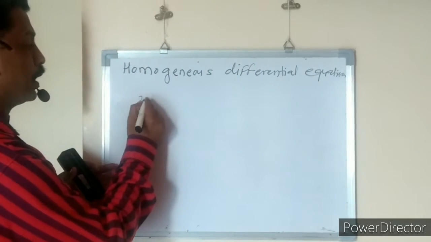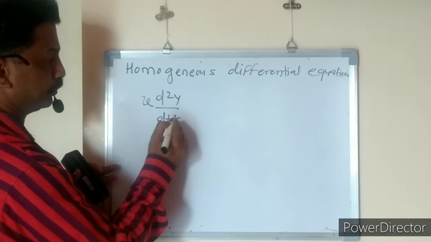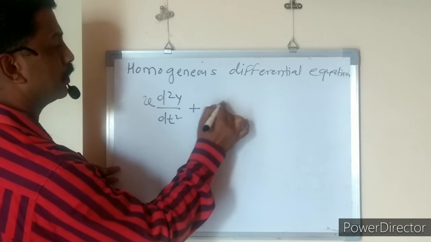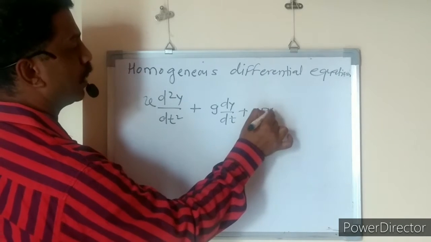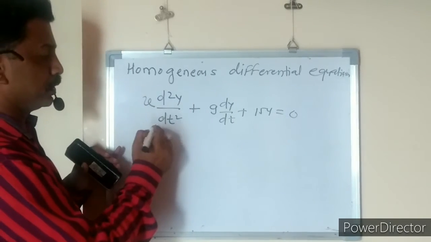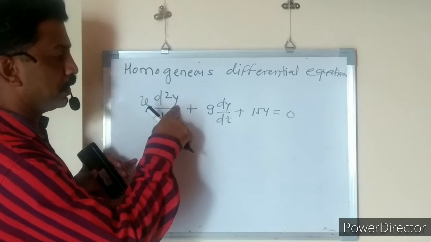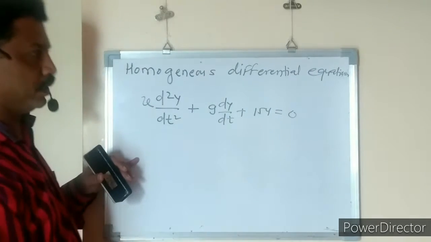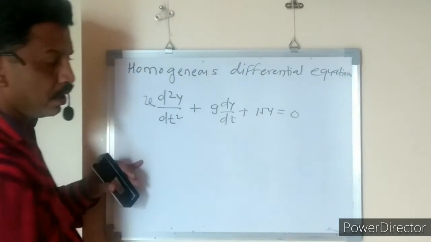We take one another example, x d2y by dt square plus 9 dy by dt plus 15y equal to 0. Now here also each and every term, this is the first term, second term, third term, in each and every term the dependent variable y is present. Here d2y by dt square is there, here dy by dt is there, here 15y means y is present. Then such type of equation is known as homogeneous differential equation.